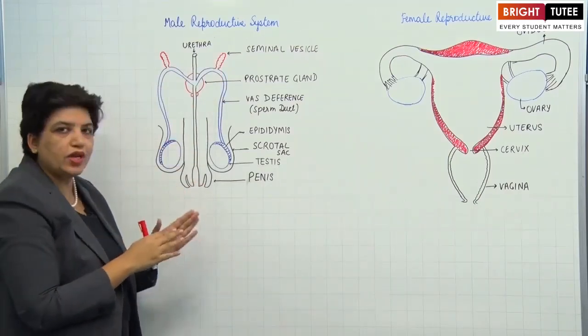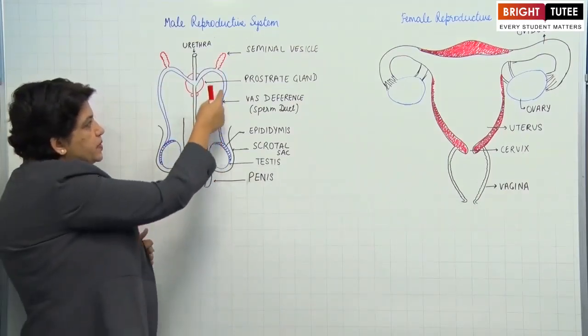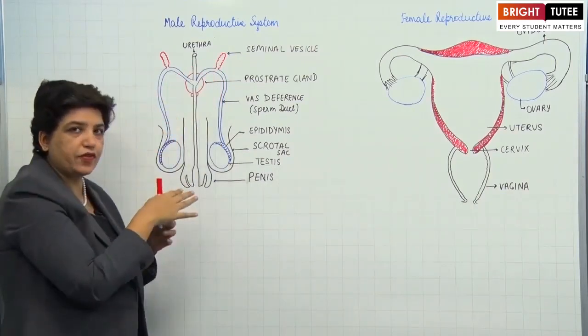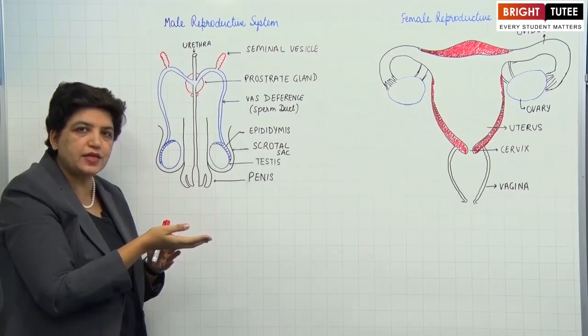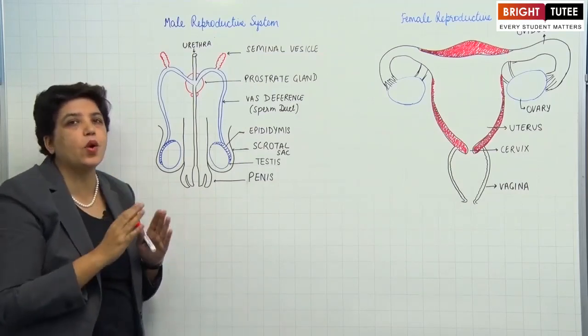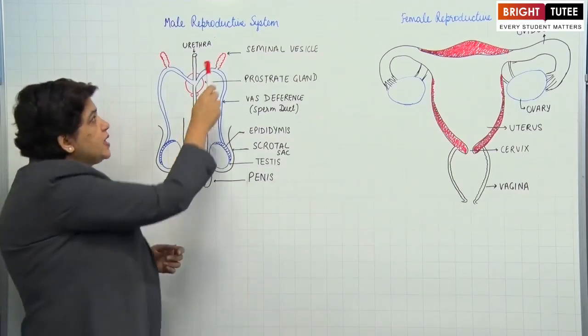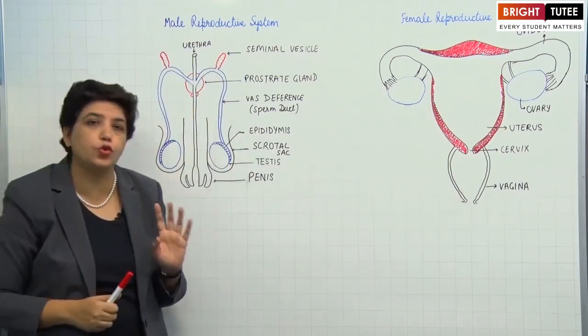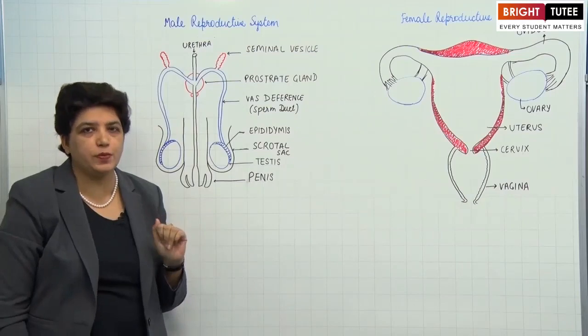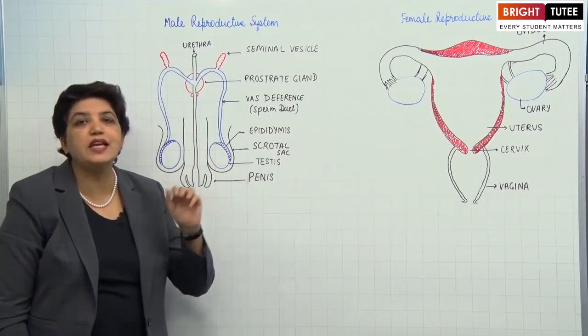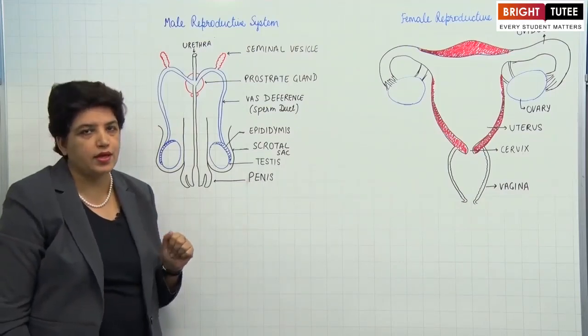So during ejaculation, what happens? When the sperms are coming out of the vas deferens, these glands will secrete their fluid into the vas deferens, and that fluid is called semen. The secretion of these glands serves two purposes. First, it gives fluidity to the sperms, so the sperms can easily move in that fluid.